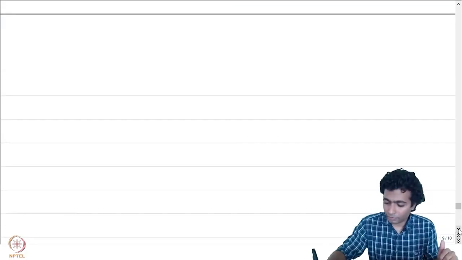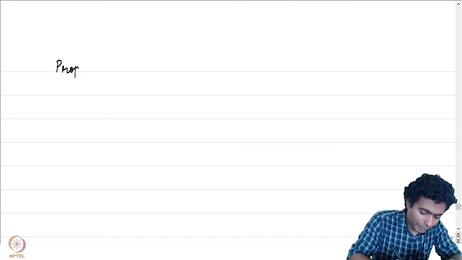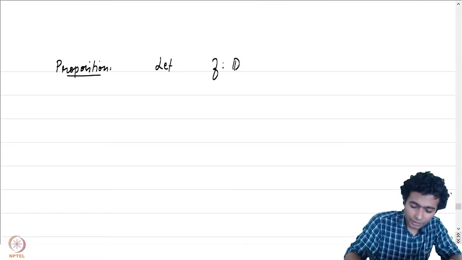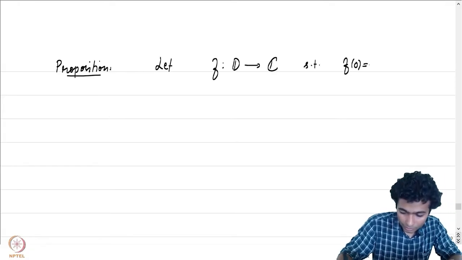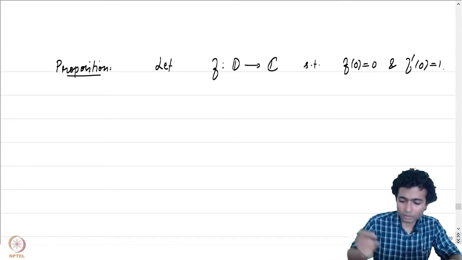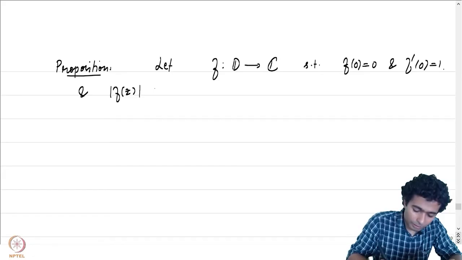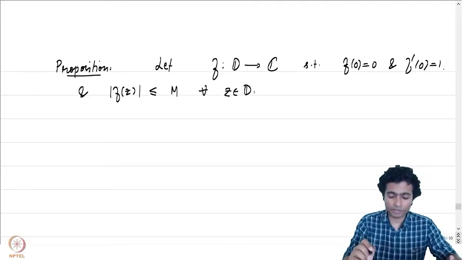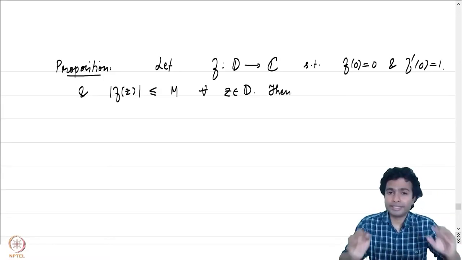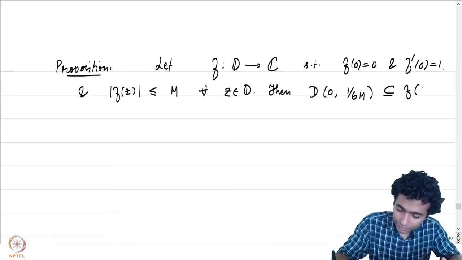We'll begin by proving a special case of Bloch's theorem. Let me write down the proposition. Let f be a function which is defined on the unit disk such that f of 0 is equal to 0 and f prime of 0 is equal to 1. Suppose we know that the absolute value of f of z is always bounded by some number, let's say M, for all z in the unit disk. Suppose we know that f is a bounded function, then the disk of radius 1 by 6M is contained in f of D.